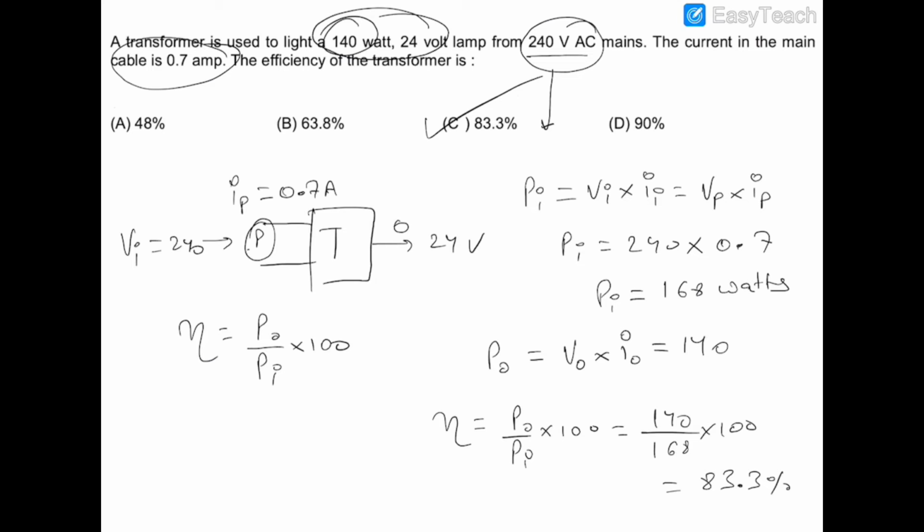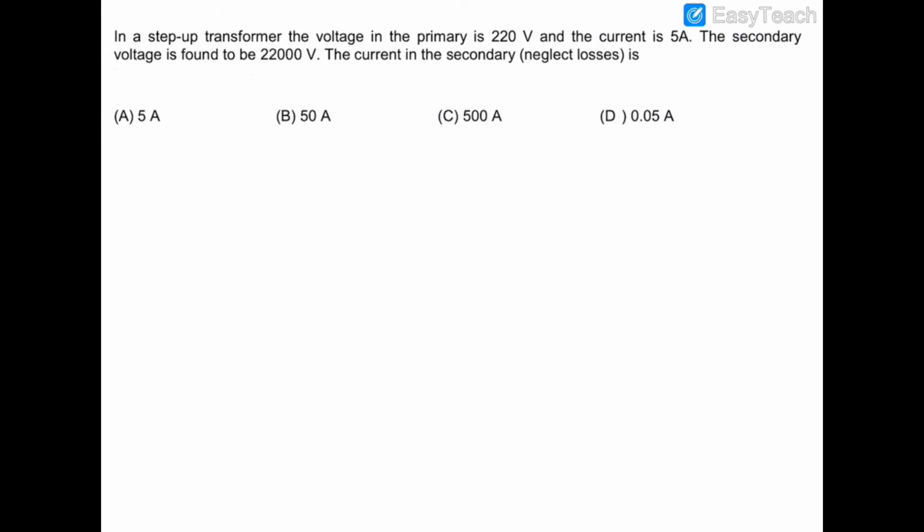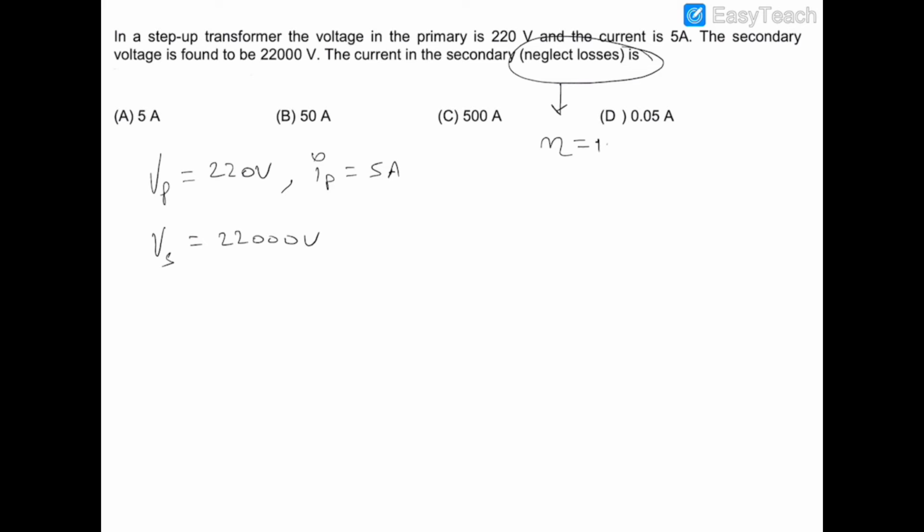Now let's move on to the next question. In this question, there is a step-up transformer whose primary voltage V primary is equal to 220 volts, and the primary current is given as 5 ampere. The secondary voltage is found to be 22000 volts. We have to find out the current in the secondary coil, assuming there is no loss, which shows that efficiency is 100%.